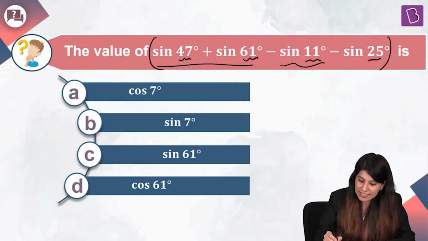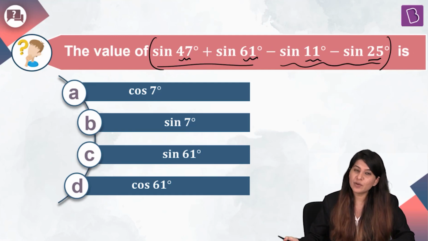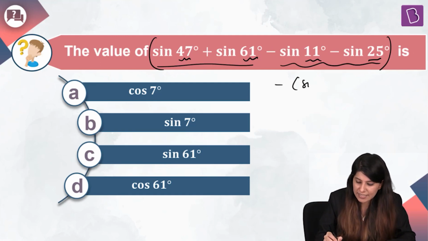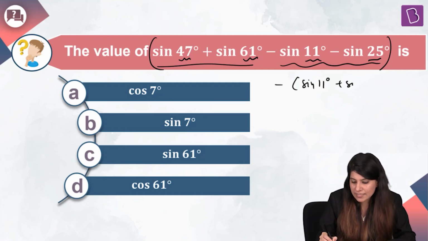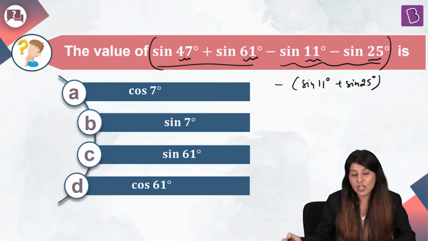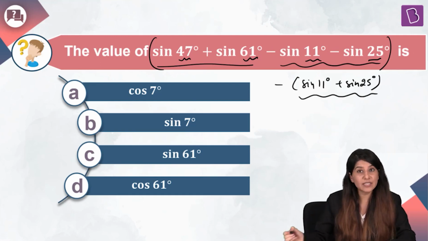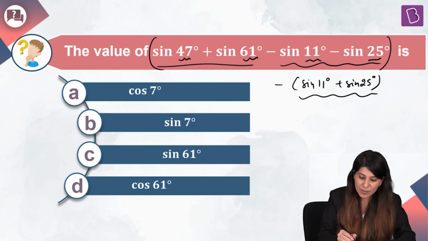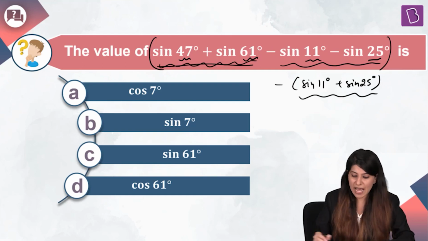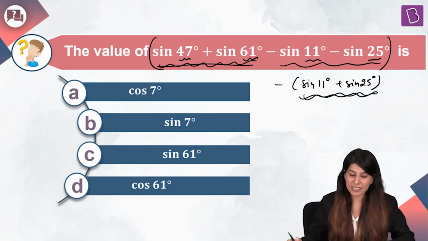Yes? And let's take out minus sign common from these two terms such that I'll be getting sine 11 degree plus sine 25 degree. Now, same formula I can apply for these two as well. So, the idea is to apply formula in first two terms and last two terms. Let's do that. So, here is the given expression.